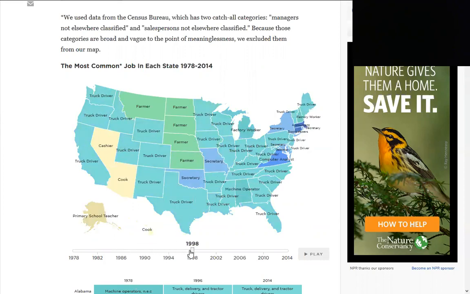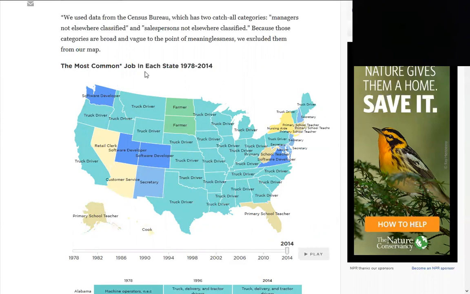Truck driver, taking over, cashier, cook. Truck driver, farmer alley here, right? Truck driver, computer analyst, right? 2002. Computers, people are learning about the computers. Primary school teacher, truck driver. Look at this, all this truck driver. More. And then here's where we were at 2014.